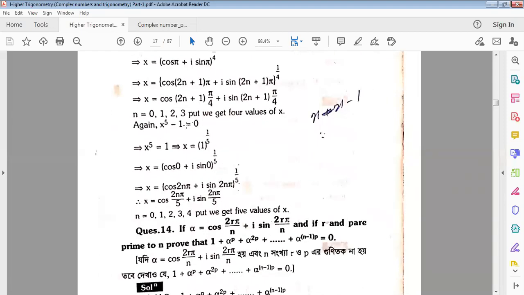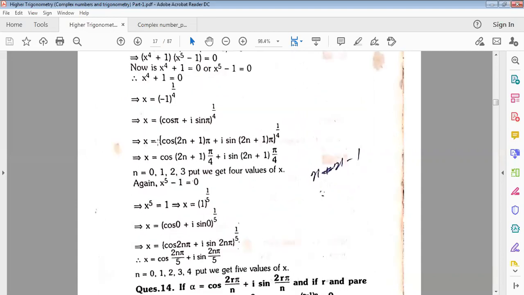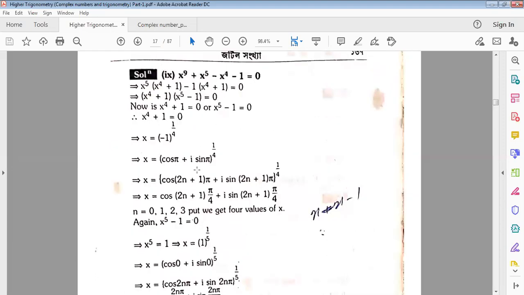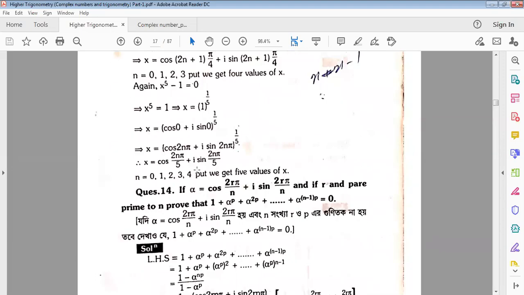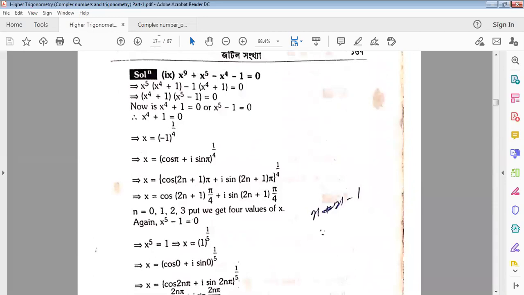Now x5 minus 1 equals to 0. X to the power 5 equals to 1 can be written as this. This 1 can be written as cos 0 plus i sin 0. This means cos 2 pi plus i sin 2 pi, with 1 by 5 multiplication of the angle by using de Moivre's theorem. Now n equals to how many values? 5 values, because power is 5. 0, 1, 2, 3, 4 will give the 5 roots for this equation, total, and 4 roots for the other equation. Then we get 9 roots. This is the total result.